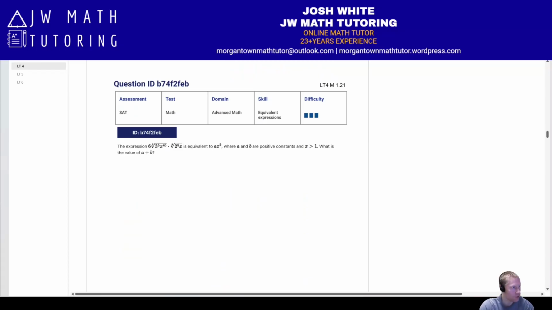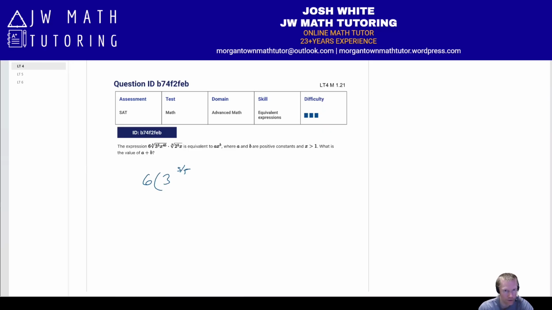All right, next up, question number 21. So here you have two expressions, and these are equal to ax to the b, where a and b are positive constants. Okay, x is greater than 1. What is the value of a plus b? So the way to do this by hand is basically to first rewrite each expression in rational exponent form.